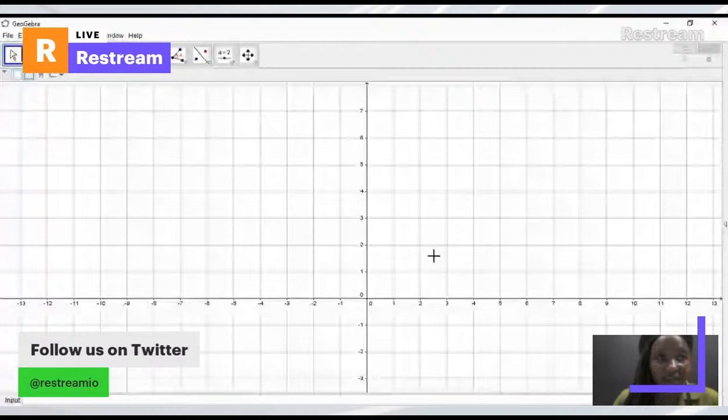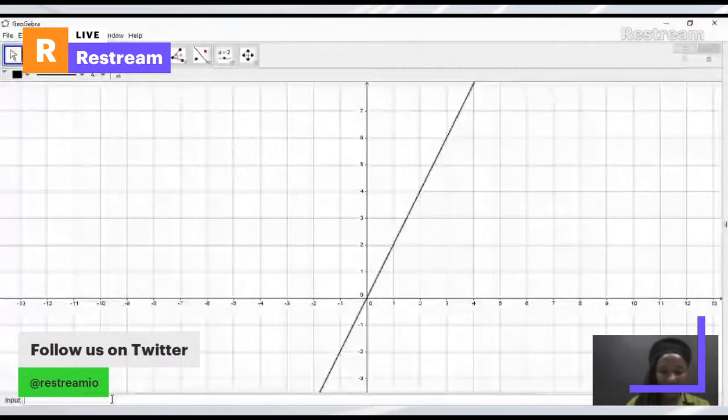We're going to start by looking at a simple line, y equals 2x. That's the line y equals 2x. Look at what happens to the line if we add 3 to it: y equals 2x plus 3. So let's plot that line. Y equals 2x plus 3.